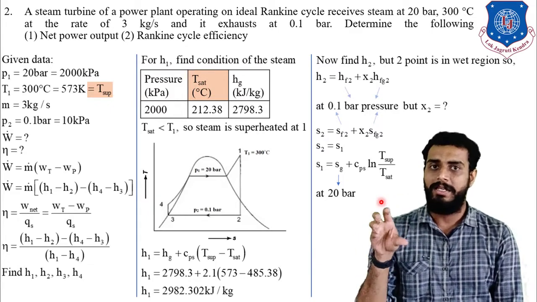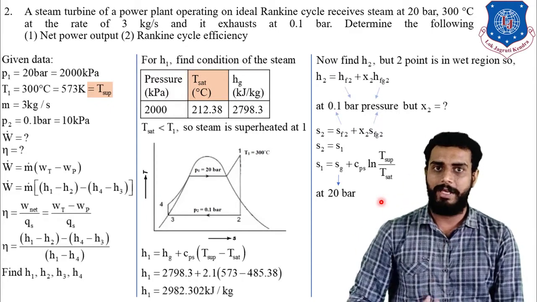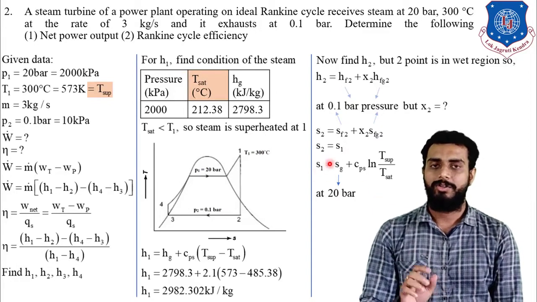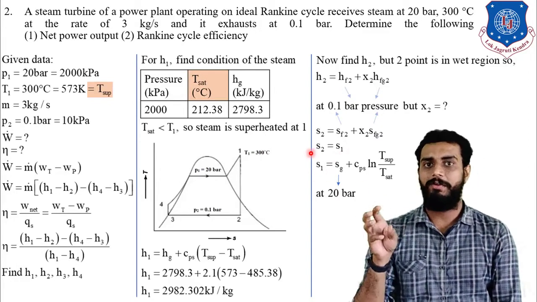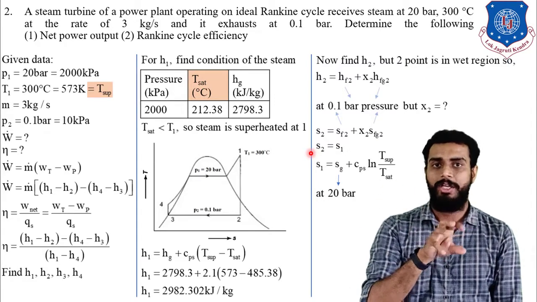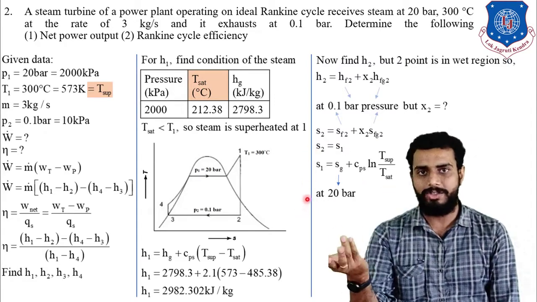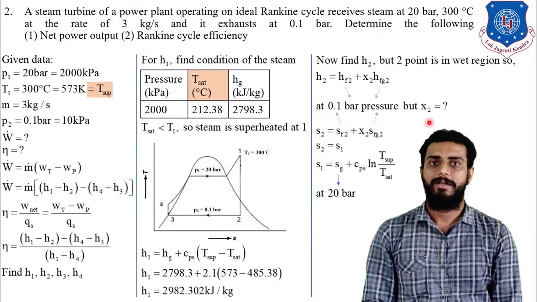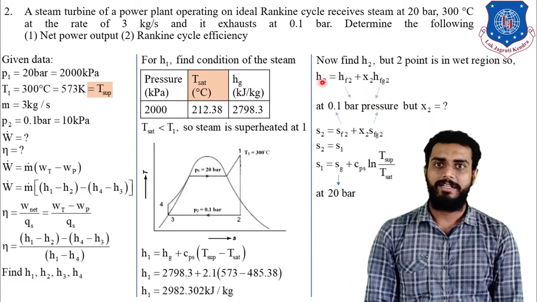So if we have S1, then S1 equal to S2. We are going in reverse order. Observe the right hand section of the screen. So S1 is equal to S2. If we have S2, then we can find out X2. If we have X2, then we can find out H2. Right? So we will do this calculation in the next slide. So now let us do that.